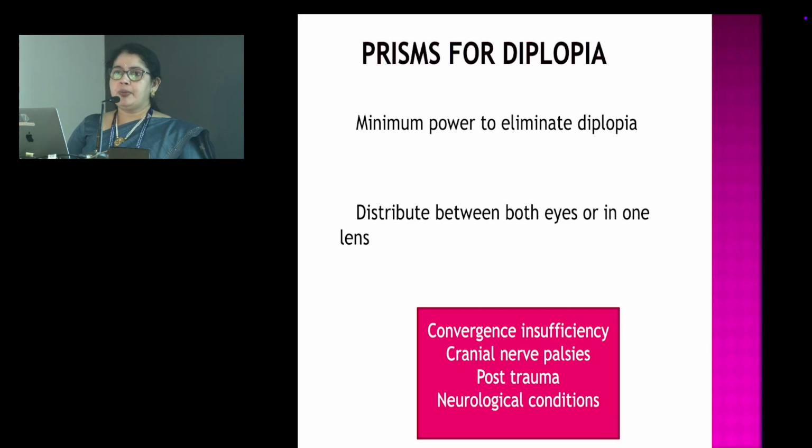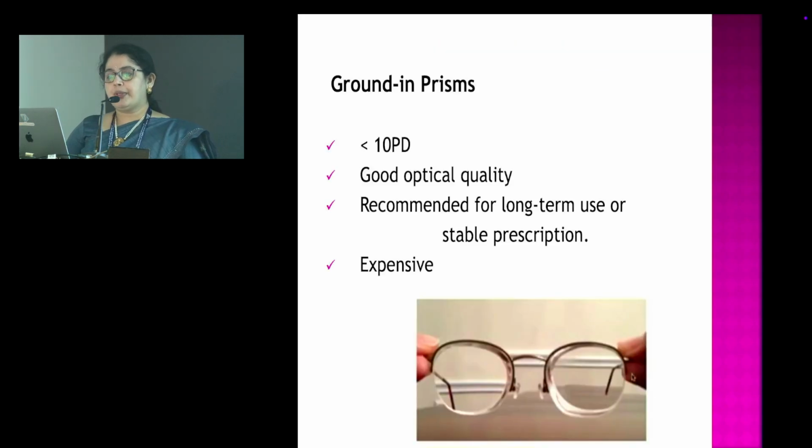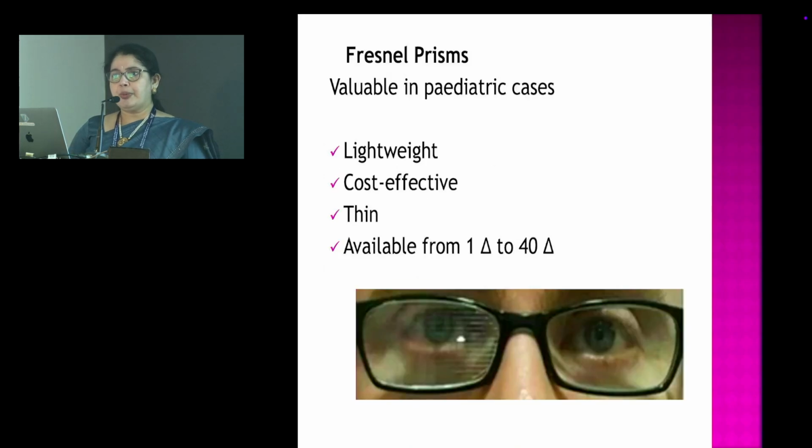Now, prisms will help us definitely in the interim period when we are waiting for it to subside or to act or to do a definitive procedure. We can divide it between the two eyes. So a ground-in prism is more expensive but with good optical quality. Very small powers, just around 10 prism diopters can be given, and we recommend it only for very stable prescriptions. So Fresnel prisms are more ideal, lightweight, cost-effective, and thin, and we can have a wider range of powers.